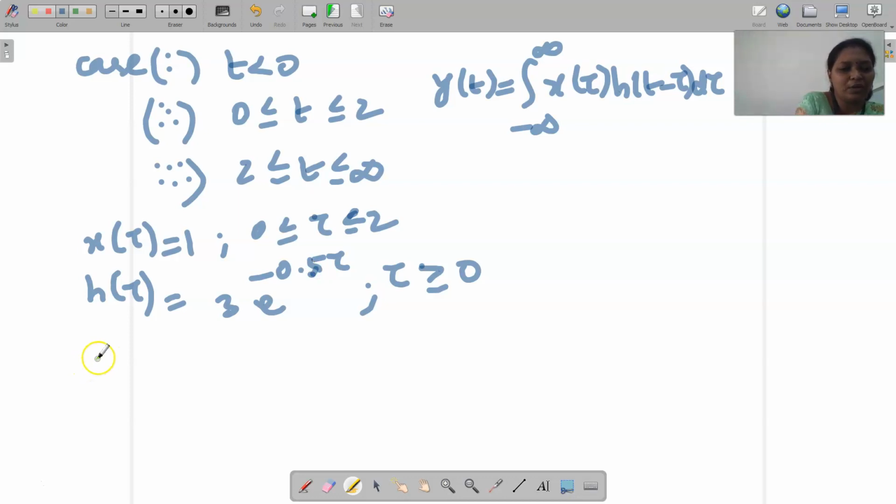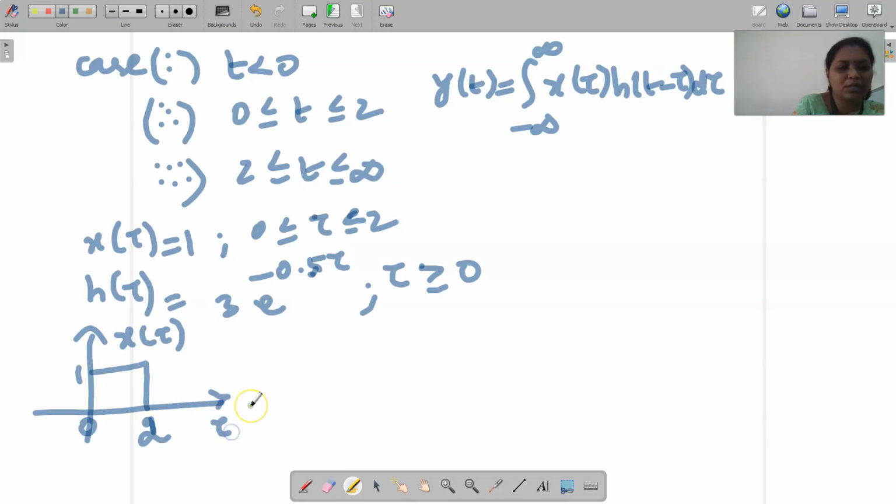How will you draw your x of tau? The value is 1 for 0 to 2, and this is nothing but x of tau. The amplitude is 1 for 0 to 2, and on the x axis you have tau, on the y axis you have x of tau. This is x of tau.